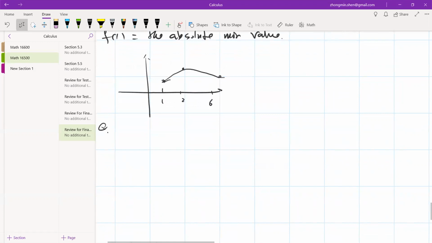All right. So next one is a maximum minimum value problem. This is a very tricky problem. I'm going to make the problem.